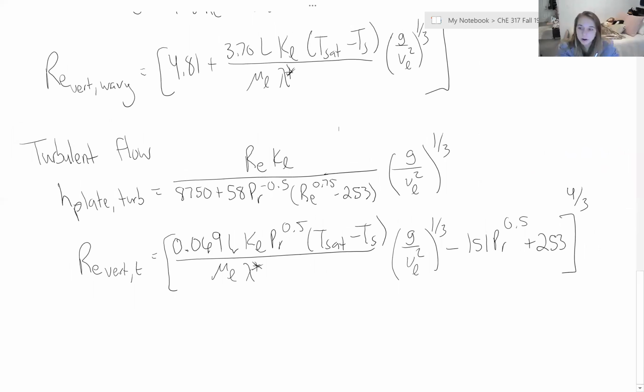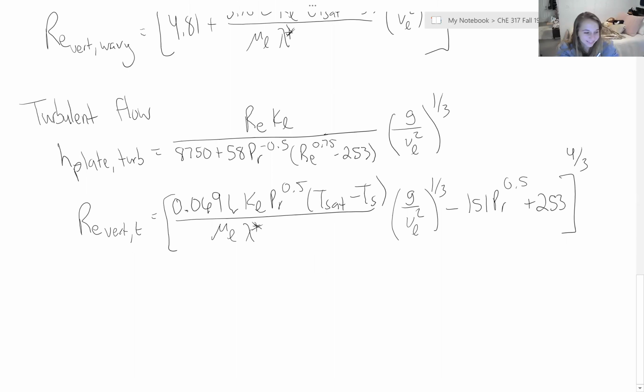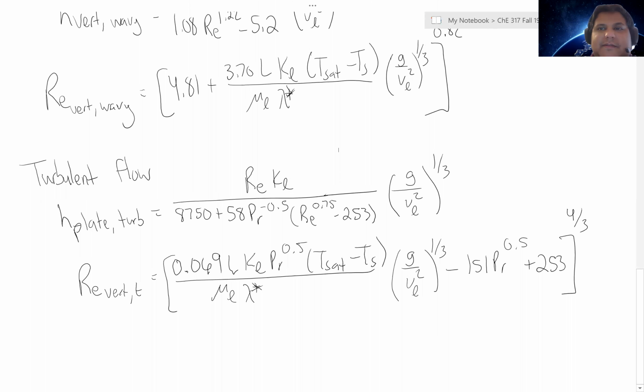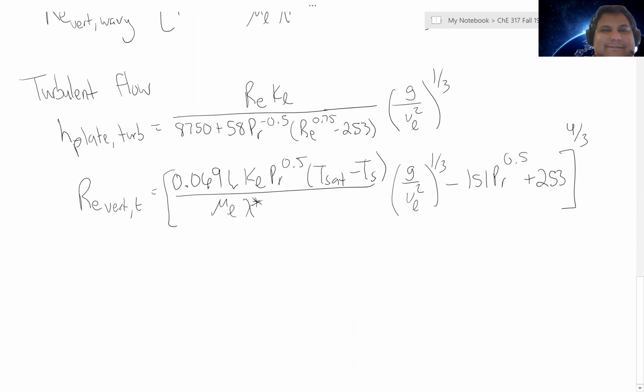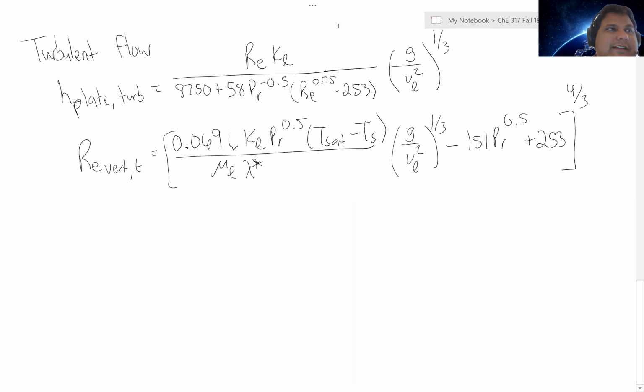Is the exponent on that very, oh, thank you. That help? Yes, the 3 was cut out of the screen. Sorry, my bad. All right. What is that value next to the Pr to the 0.5? It is 151 times Prandtl number to the 0.5. Okay, thank you. You are welcome.